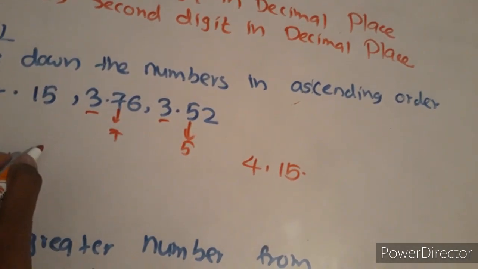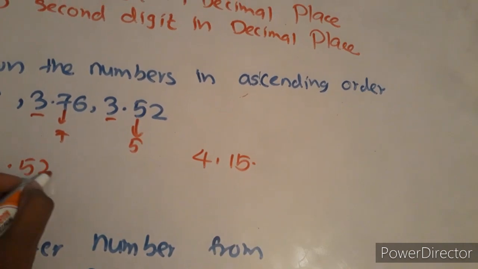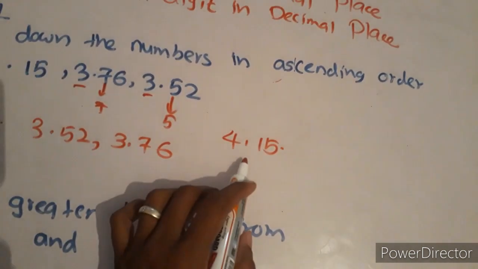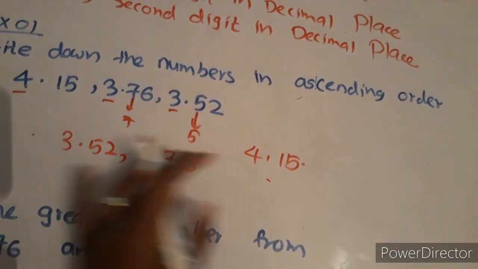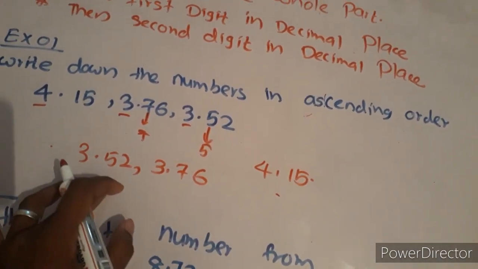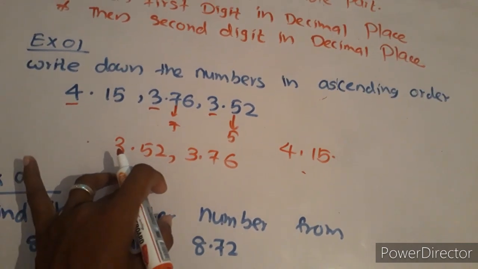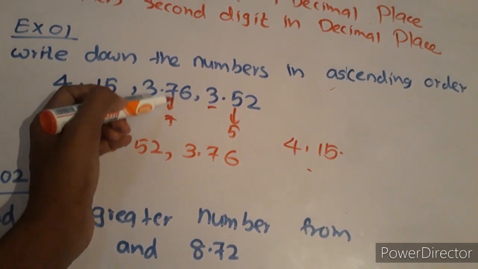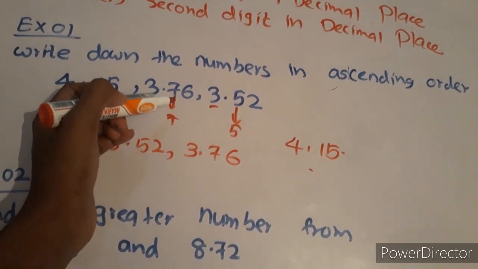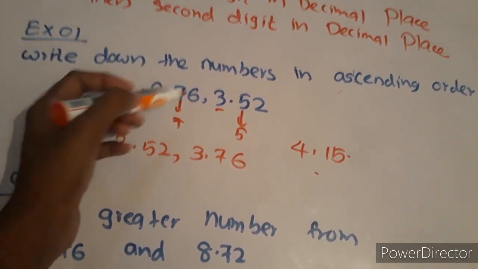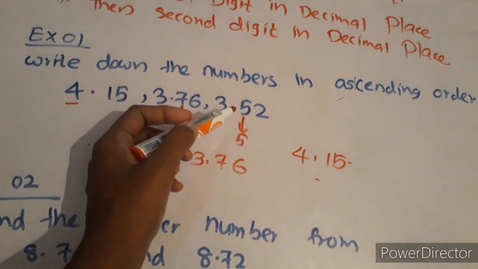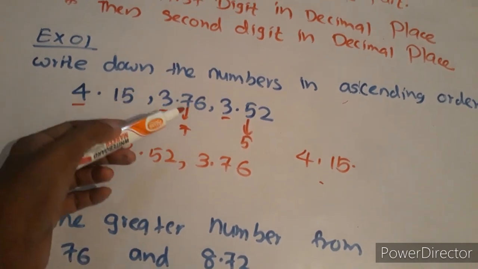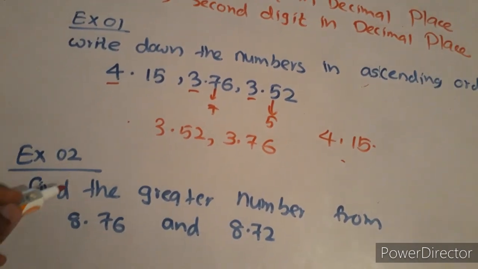Then we write down the numbers in ascending order. Now you can write 3.52, 3.76 and finally 4.15. This is the ascending order. I think you understood this one. You have to check the first digit in the decimal place. The 7 is greater, so this number is greater than this one. If the first digit is greater, that number is greater. Okay, next example.